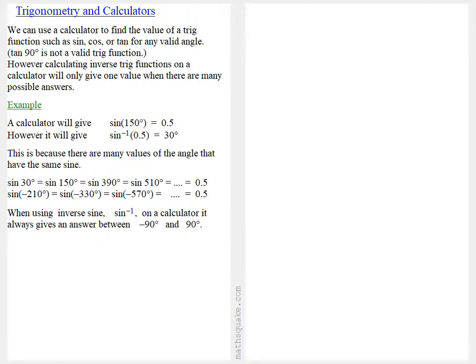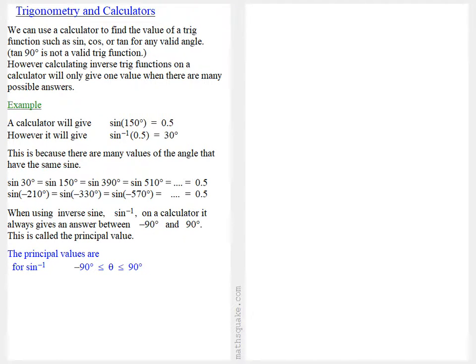So when using inverse sine 0.5 or sine minus 1 0.5 on a calculator, it always gives the answer 30 degrees. In fact, inverse sine always gives an answer between minus 90 and plus 90 degrees. The value it gives is called the principal value.